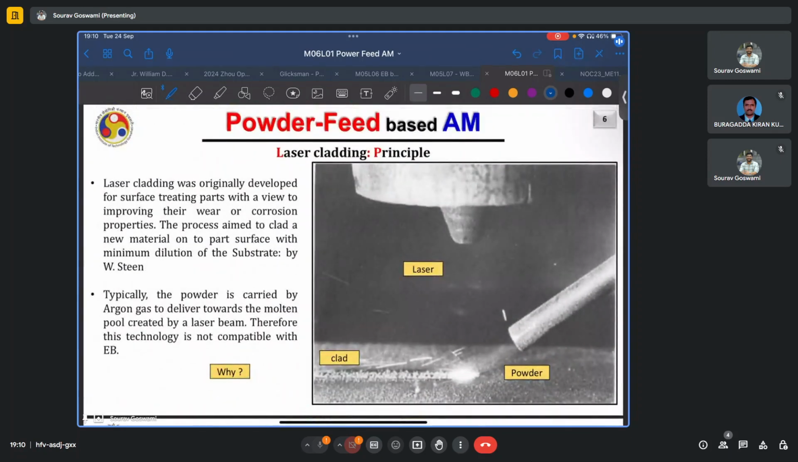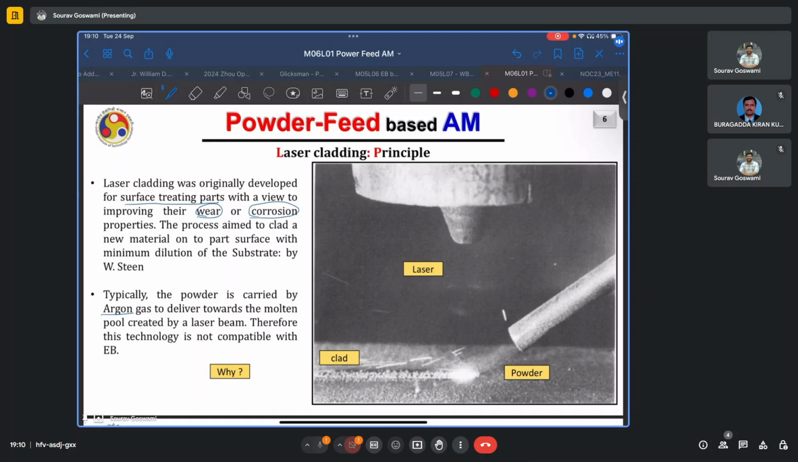Of course, such processes are built upon the original advancements made in the field of laser cladding, which was originally developed for the surface treatment of parts, with the objective of improving their wear properties or corrosion properties. And typically, what you wanted to do is on your existing material, you wanted to coat a layer of a stronger or different material. In this case, the powder was blown by argon gas and delivered towards the molten pool created by a laser beam.